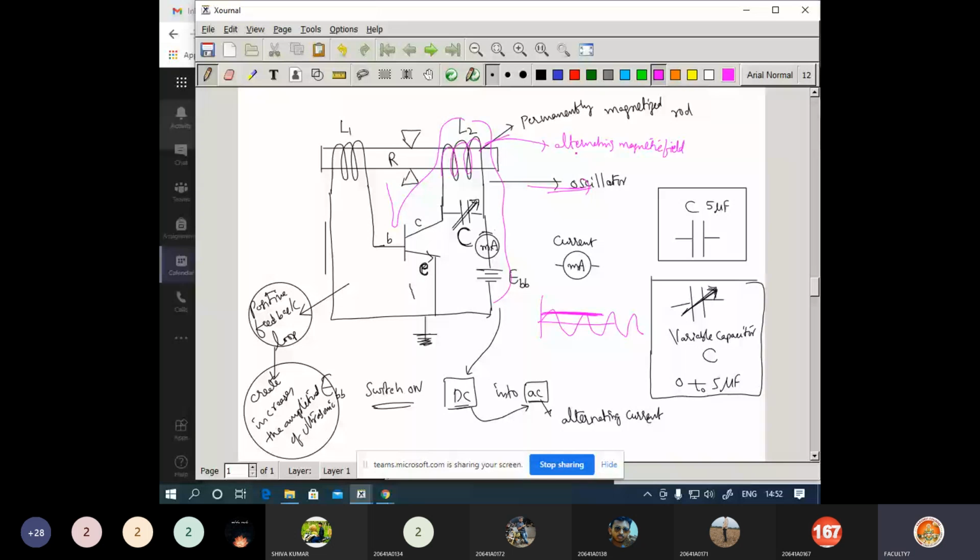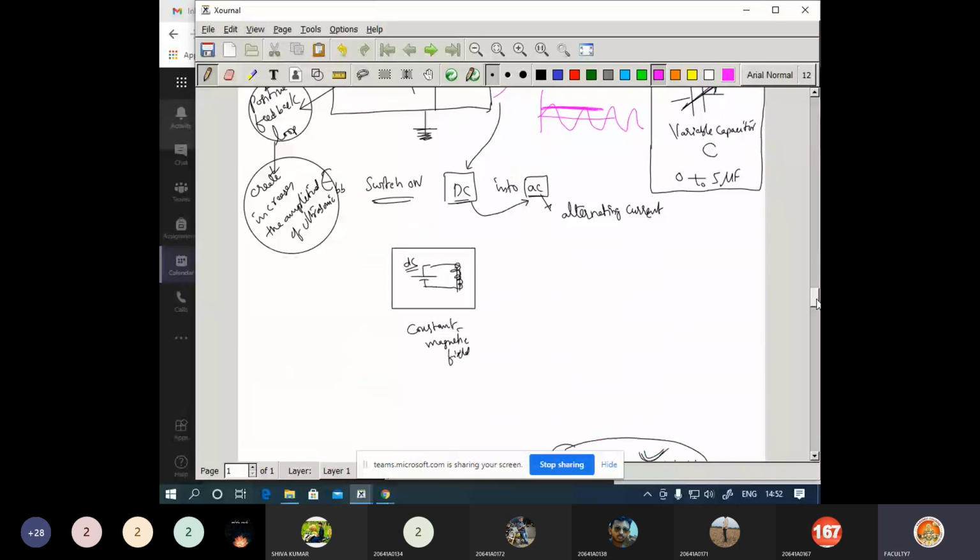Now due to the alternating magnetic field, what you can experience is that the rod is going to vibrate. Either it will increase or decrease continuously. It will increase and decrease continuously. So this is going to give the vibrations here. So that is the concept.